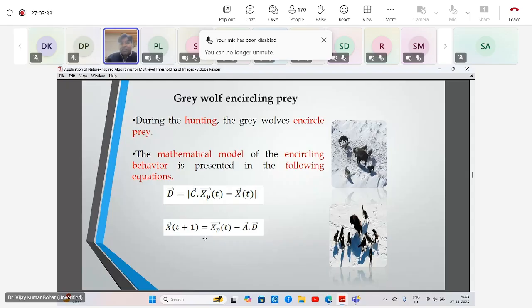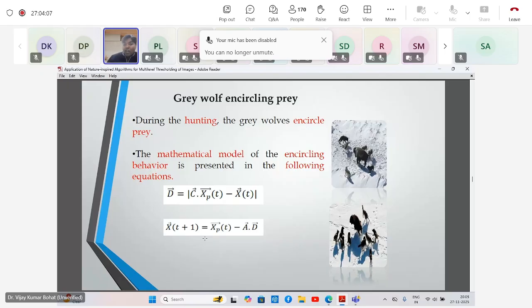Initially you will have a random population, but with every iteration, that random population moves towards the best solution found so far, doing the exploration and exploitation of the search space, and will try to move towards the optimal value or optima. So we'll replace Xp with X alpha, with X beta, with X delta. And then again in the next equation, we replace Xp again as X alpha, X beta, X delta, minus A dot D. A is again a random number.